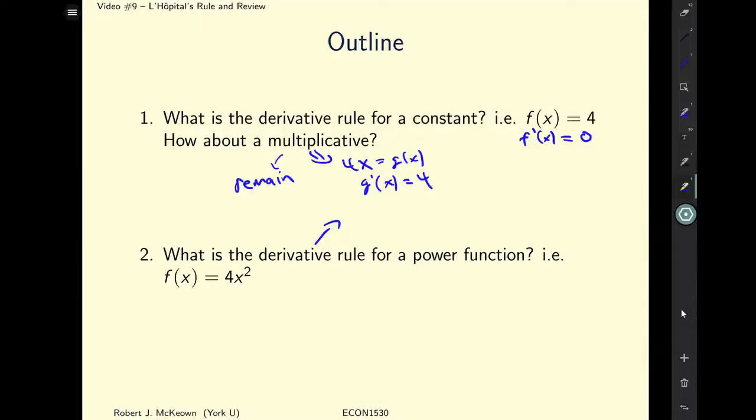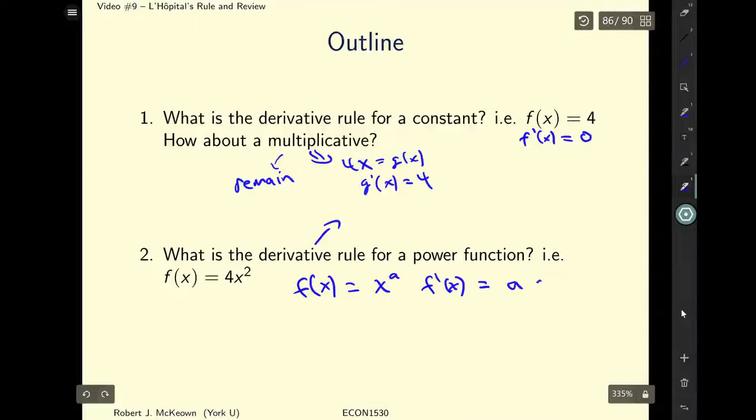What's the power rule that I just used up there? What's the formula? Let me try that again. Let's suppose I've got f of x is equal to x to the a, like so. Then f prime of x is going to be equal to a x to the a minus 1. And so the derivative of this thing is going to be equal to 8x.